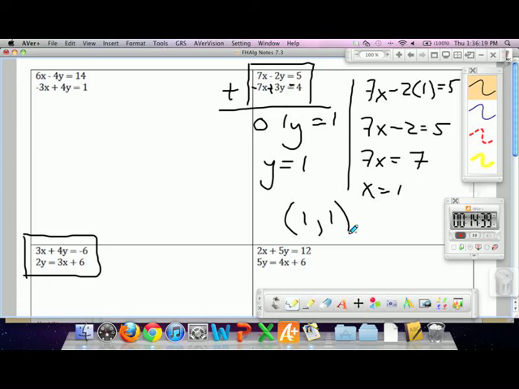Whoa, it doesn't cancel out. They're too positive. In the upper right-hand box, Jack just noticed that I have 7x minus 2y equals 5, and I have 7x minus 3y equals 4. If I add them together, the 7s won't cancel each other out. So Lily, what do I want to try? I'm going to try subtracting them.